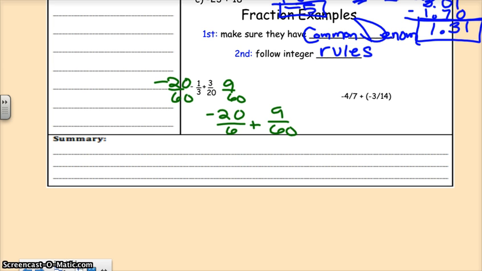They are opposite signs, so I'm going 20 minus 9, which is 11, and then I'm asking myself, which one is further from 0? Negative 20 or positive 9. The negative 20 is further from 0, so I'm going to be negative. Final answer is negative 11 over 60.